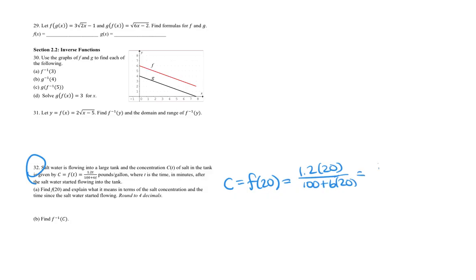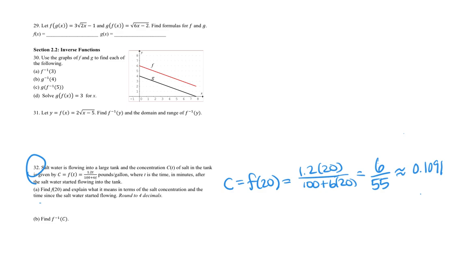And when I do, I got 6 over 55, which is approximately 0.10909 repeating. So what does that, oh, it says round to 4 decimals. Okay, sorry. So if we round to 4 decimals, okay. So that should just be a 1. And then what are the units? Well, that is a value of C. So C stands for the concentration of salt in the tank in pounds per gallon.